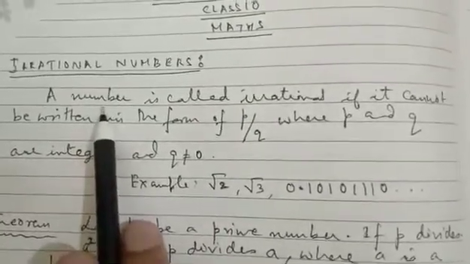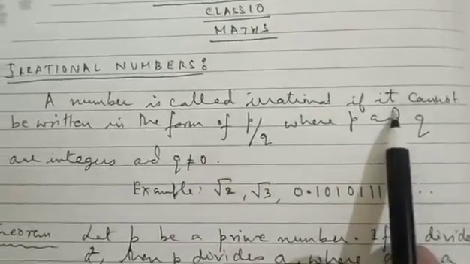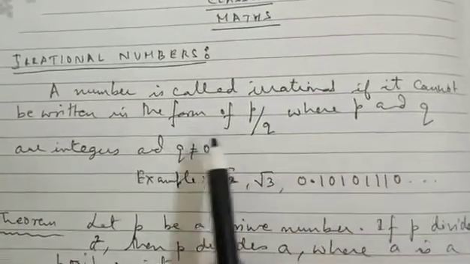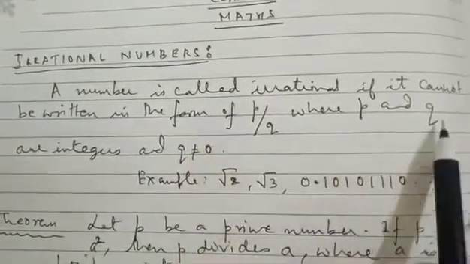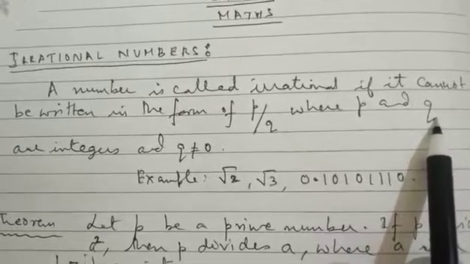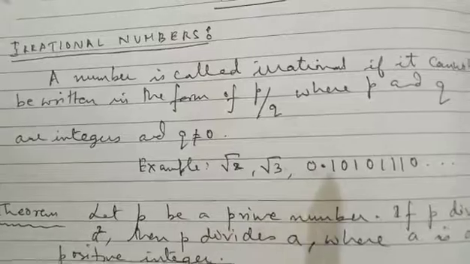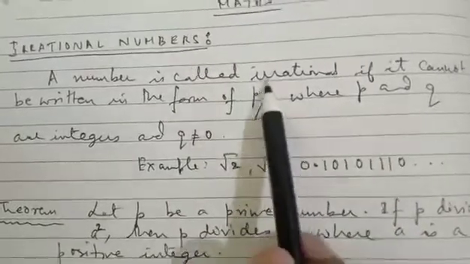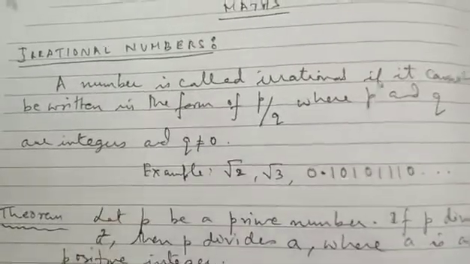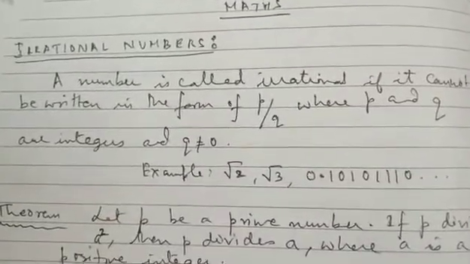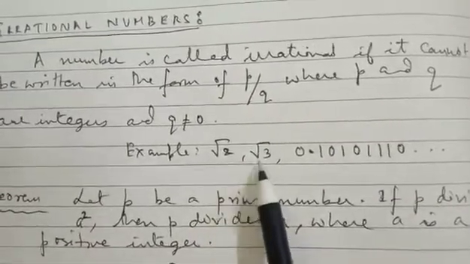A number is called irrational if it cannot be written in the form of p by q, where p and q are integers and q not equal to 0. It means if it cannot be expressed in the form of p by q, then it comes in the category of irrational numbers. We have some examples given here like root 2, root 3.